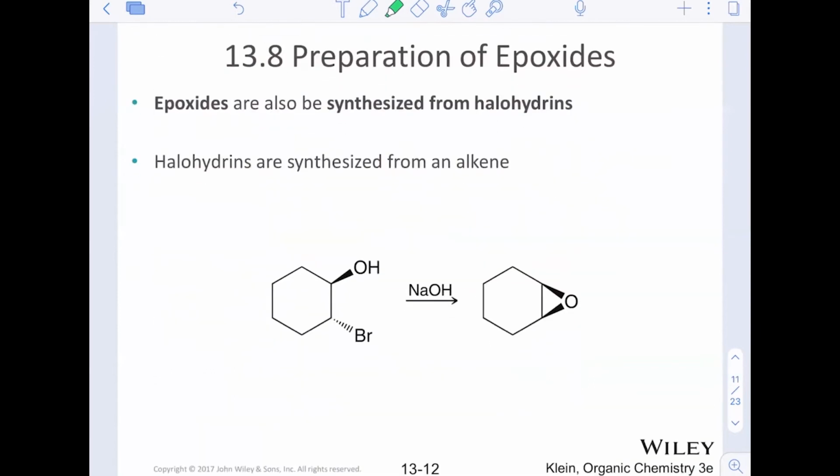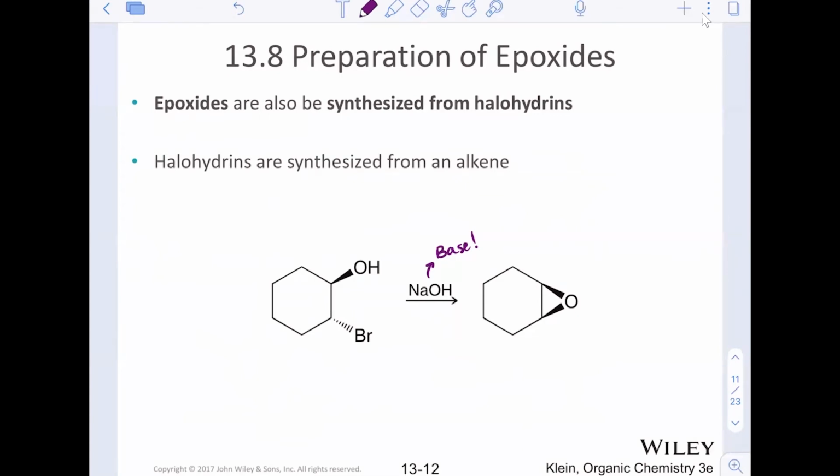Epoxides can also be synthesized from halohydrins. This is a new reaction that we have. By throwing in a base, we can actually get an epoxide to form. Now, when we're looking at that base, we're using hydroxide. It doesn't need to be very reactive. You can use something like NaH. That is totally fine. Stronger the better, but sodium hydroxide will do the trick.